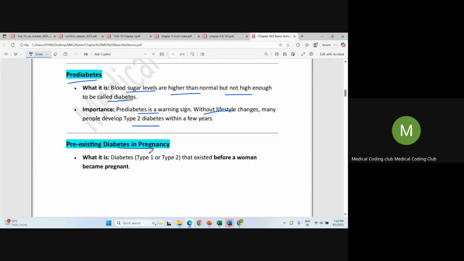Okay, same way hypertension also. If the patient already has hypertension and is diagnosed as a hypertension patient, and later she gets pregnant, then that will also be considered as pre-existing hypertension in pregnancy. So before pregnancy, she should have that condition. You should clearly check in the document whether she had this condition earlier to pregnancy or during the pregnancy. That is the one thing that we have to check, because we have two separate coding guidelines here.